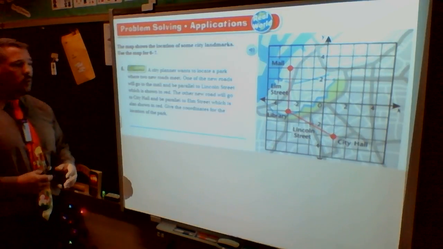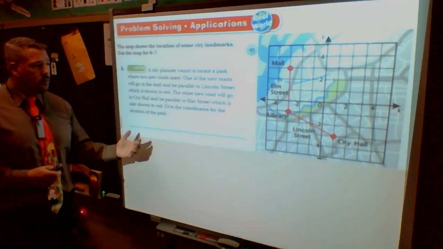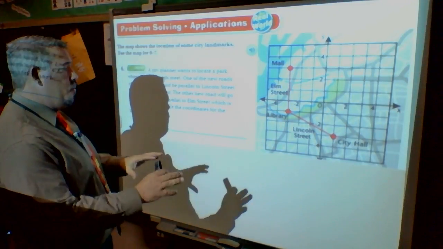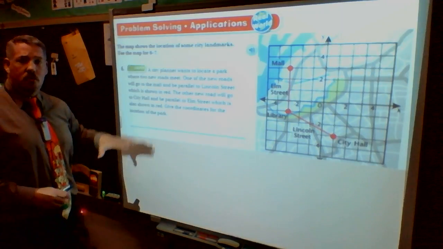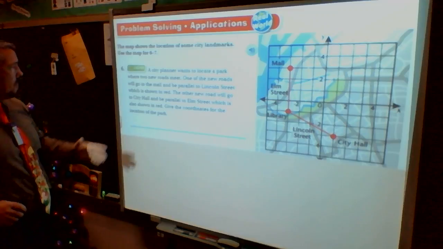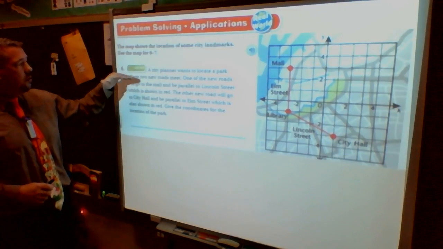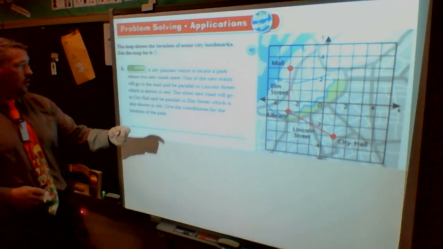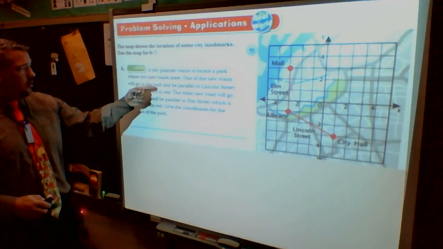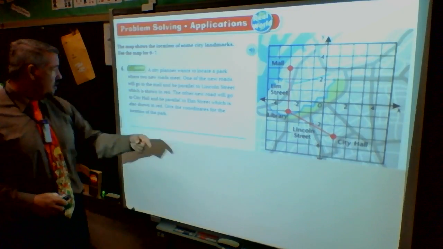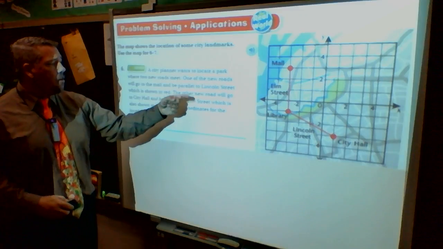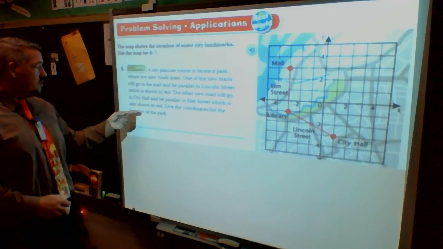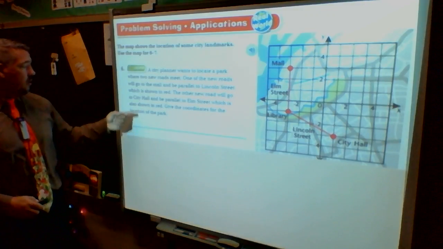So we're going to do a couple more. When we look at this one on number 6, now it gives me a map, and it gives me some red lines, and some labels, and then some information that I have to follow. So I want to figure out what this map is showing me first. A city planner wants to locate a park where 2 new roads meet. So new roads means they are not on there. One of the new roads will go to the mall and be parallel to Lincoln Street, which is shown in red. The other new road will go to City Hall and be parallel to Elm Street, which is also shown in red. Give the coordinates for the location of the park.